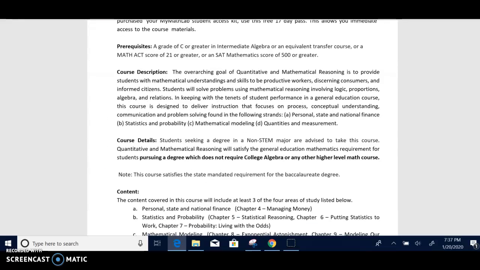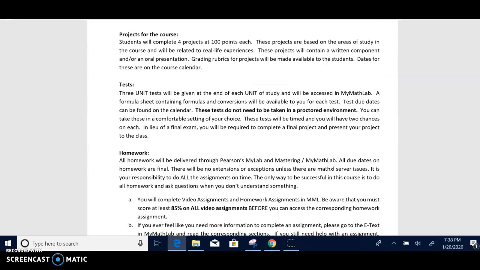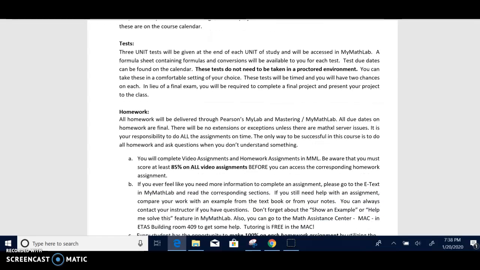So as we go through the syllabus, again, details, content, we talked a little bit about the projects for the course. There'll be 4 projects you have to complete. Your final project is pretty much your final exam. There is no final exam for the class. Your final project will take the place of that. You'll have 3 unit tests that do not have to be taken in a proctored environment. They're accessed in my math lab. You can use a formula sheet when taking those tests. However, you can't get any help. You can take these tests in a comfortable setting of your choice.